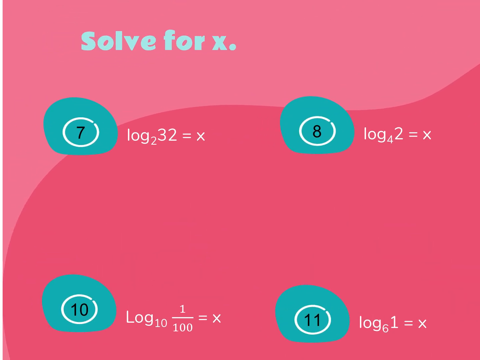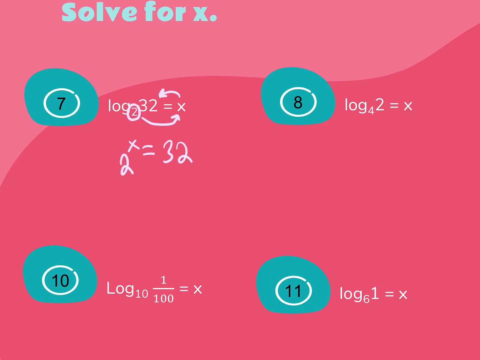Let's look at number 7. Number 7 says log base 2 of 32 equals x. It's kind of difficult at first to think logarithmically, so what we would do first is convert it to an exponent. I'm going to take that 2, raise it to the power of x, and set it equal to 32. Then you would just use the one-to-one property of exponents to get the bases to match. So I get 2 to the power of x equals 2 to the power of 5, and then you would cross these out, and we get x equals 5.